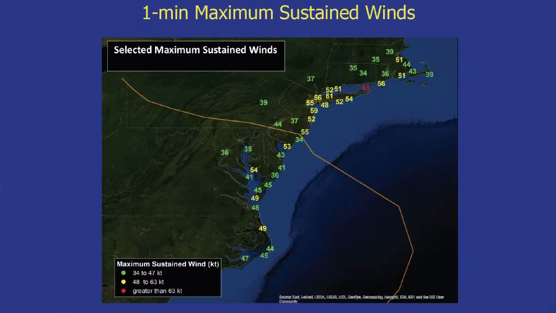So let's look at the storm from a meteorological perspective. This is the map of the maximum wind, and the color indicates the storm intensity. Yellow is tropical storm, and red is hurricane strength wind. You can see only one location in Long Island recorded hurricane strength wind. So at landfall, it mostly was tropical storm intensity wind.